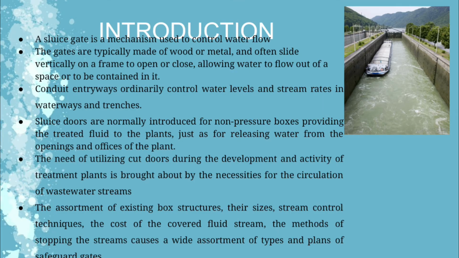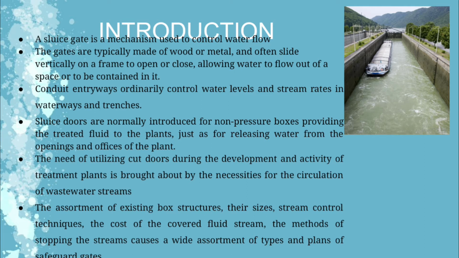Introduction. A sluice gate is a mechanism used to control the water flow. The gates are typically made of wood or metal and often slide vertically on the frame to open or close, allowing water to flow out of a space or to be contained in. Conduit entryways ordinarily control water level and stream rate in the waterways and trench.